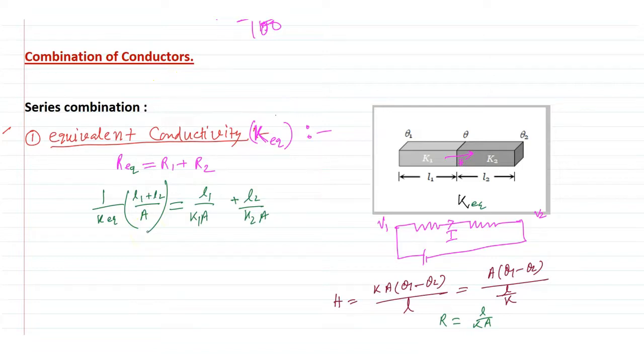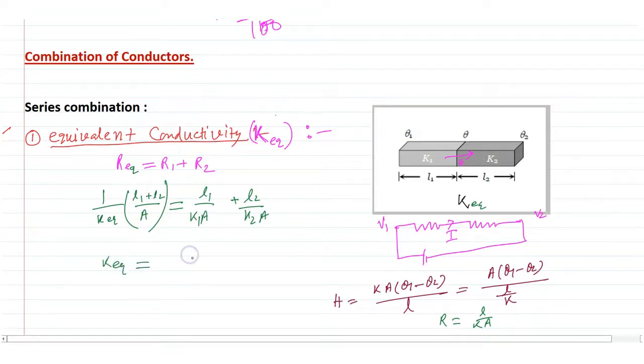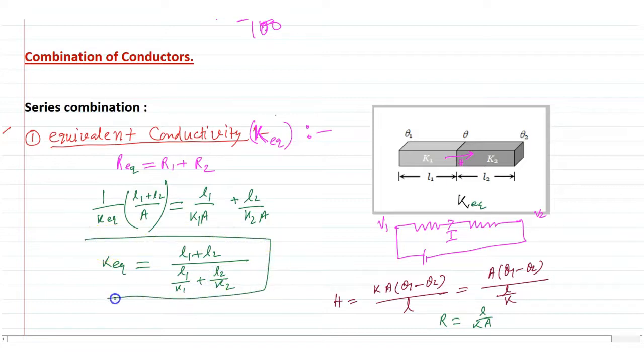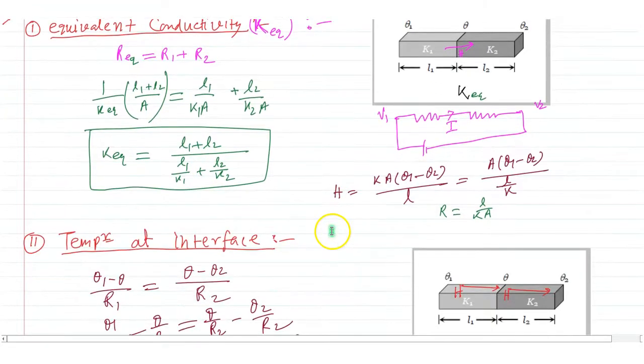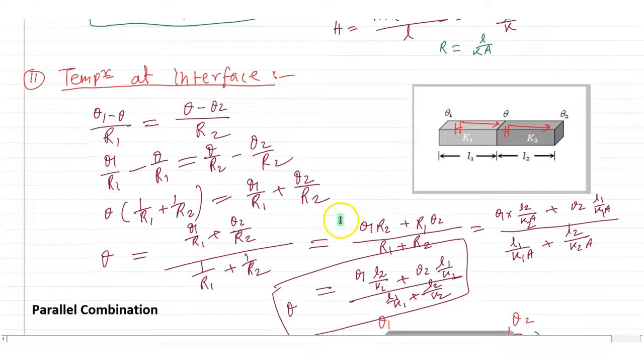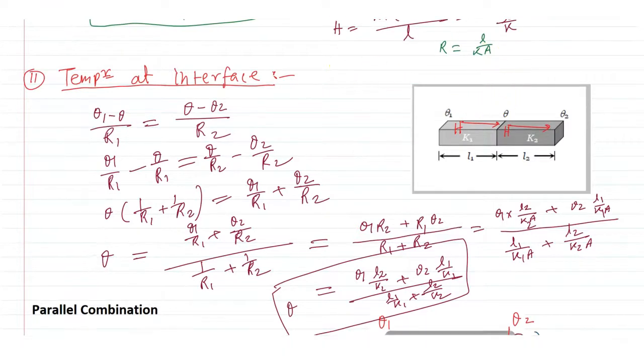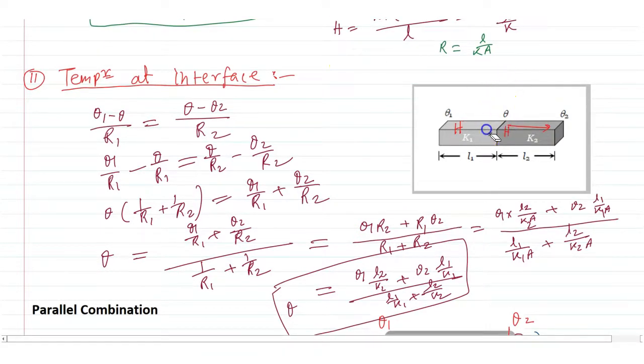You can calculate K equivalent. That K equivalent will be (L1 plus L2) by (L1 by K1 plus L2 by K2). Okay, this is the K equivalent. And another term is the temperature at the interface, the middle interface. At the interface means this. You have to find the temperature at the interface.